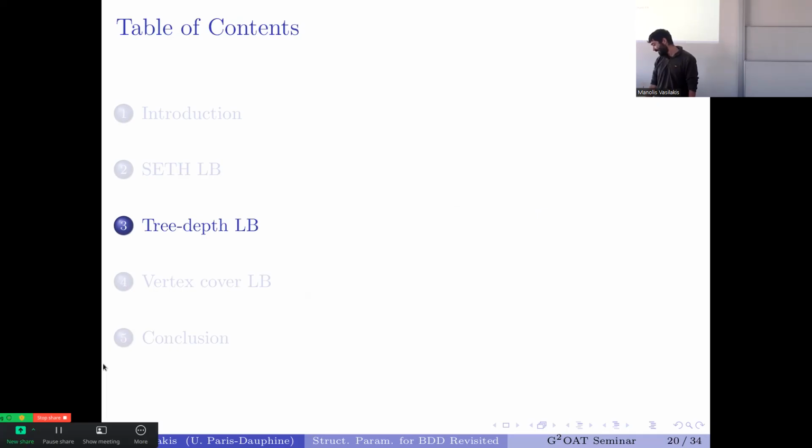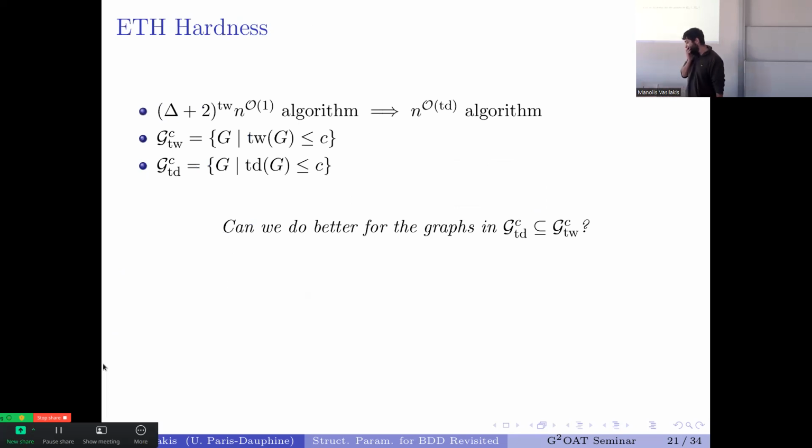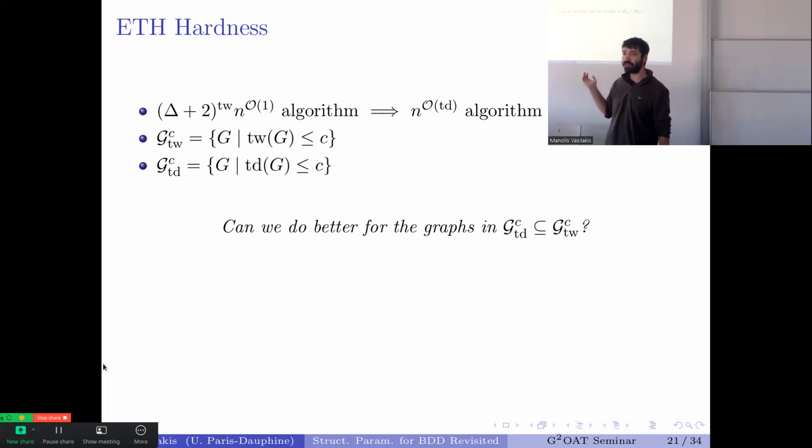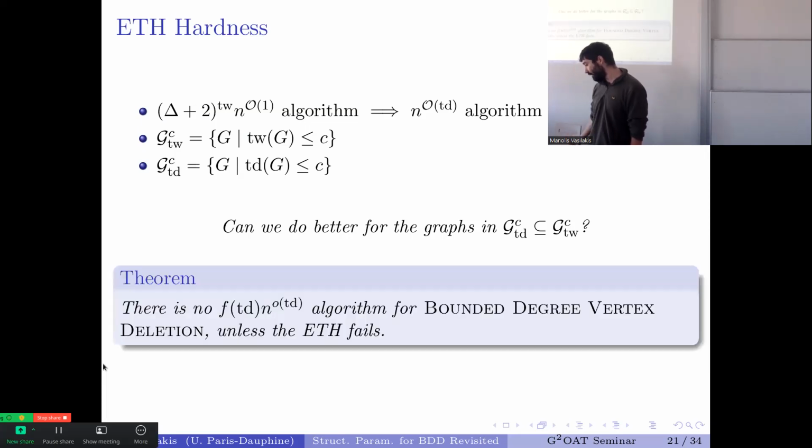And now about the tree depth lower bound. So we have an algorithm for delta plus tree width, which actually implies this algorithm. And the question is again, can we do better if we look only at graphs of that much tree depth? And we prove that no, we actually prove that this algorithm is the best that we get, even if we look only at graphs of bounded tree depth and not all graphs of bounded tree width.